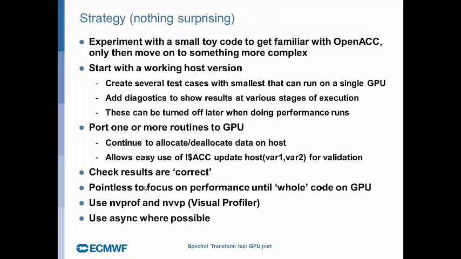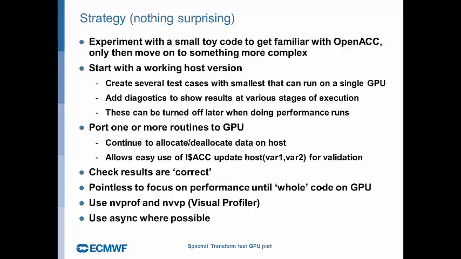Strategies. Well, I think there's nothing surprising. We've learnt this during this class. You've experimented with the small toy codes. I did exactly the same. I started off with a molecular dynamics code, 300, 400 lines, and ported that within a week. It took a bit of time to understand what was the most efficient approach. And once you've got some experience with OpenACC, move on to a working version of the host. The host version, adding more diagnostics, etc., and then port one or two routines to the GPU and gradually move out to the whole code.